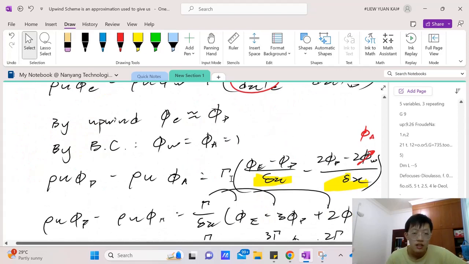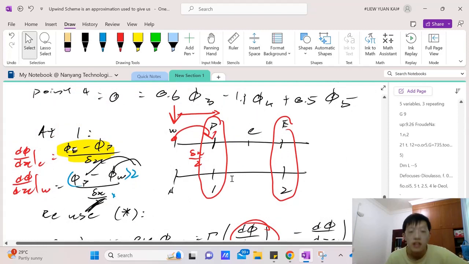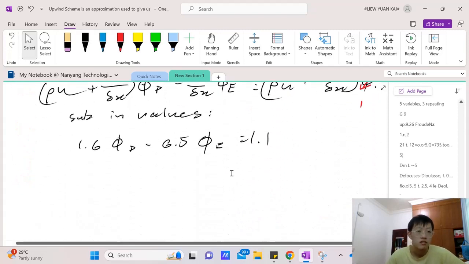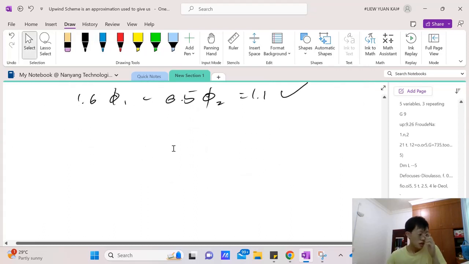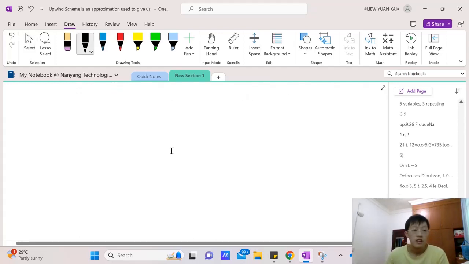So phi p is 1, and phi e is 2. So let's go ahead. Phi p is 1, and phi e is 2. This is correct. Okay, and now let's go to the other end.